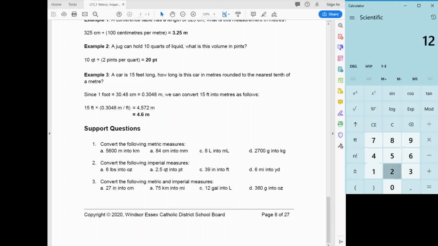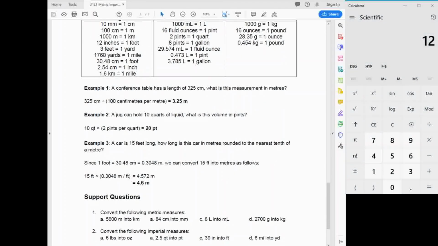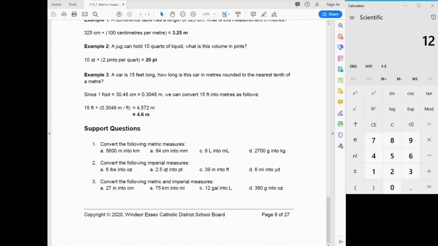12 gallons into liters. And there are 3.875 liters in a gallon. Let me just quickly check that. 3.785 rather. So if I have 12 gallons and I multiply that by 3.785, I end up with 45.42 liters.